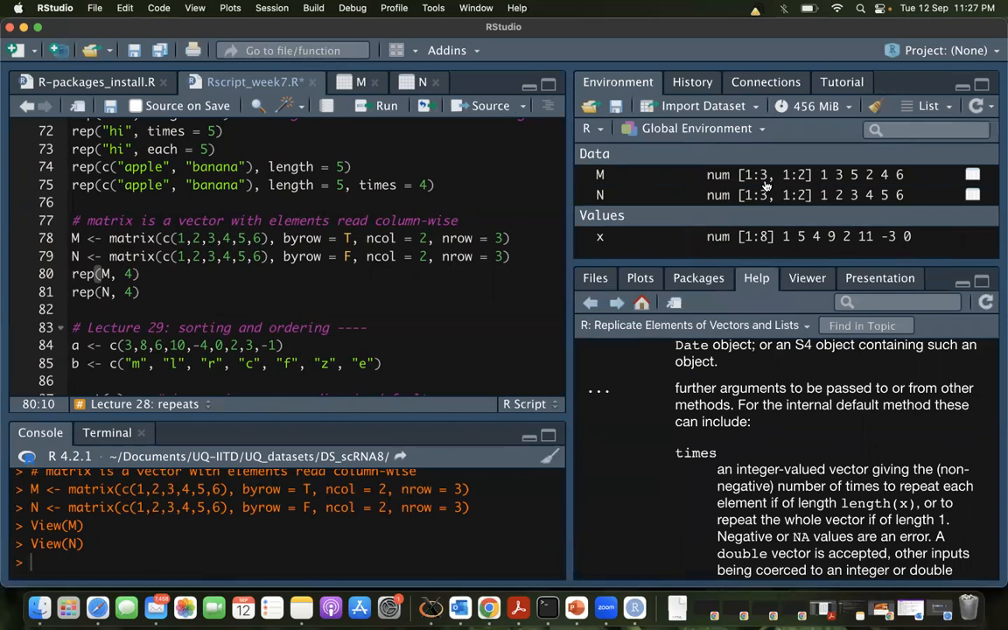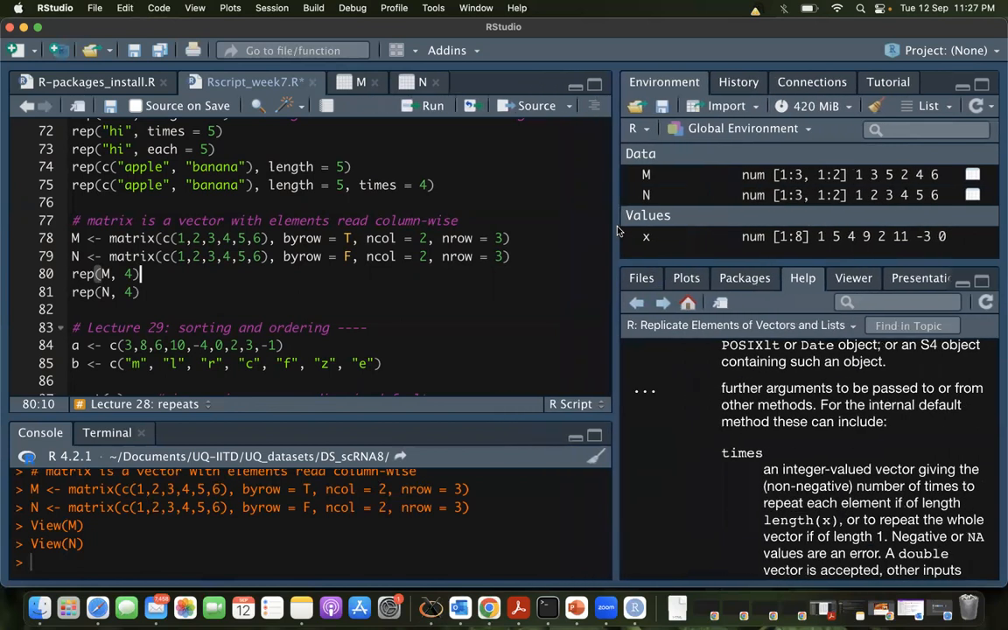So you see here, it says it has 1 to 3 rows and 2 columns. But you see, this is the order in which it's written. So if you have to write down a matrix, you will write it as a vector. And therefore, since it is a vector, you can do any of the vector functions.